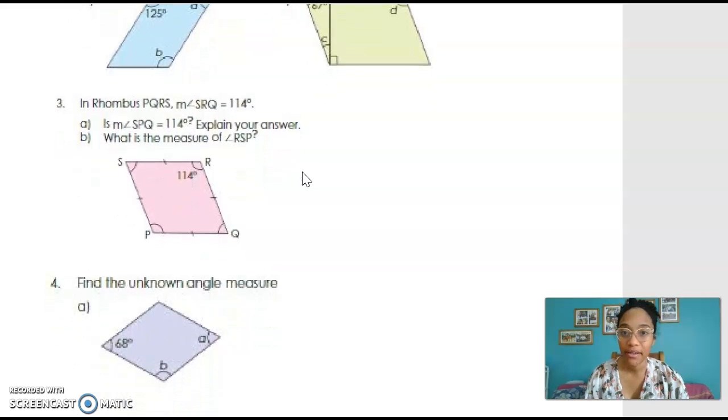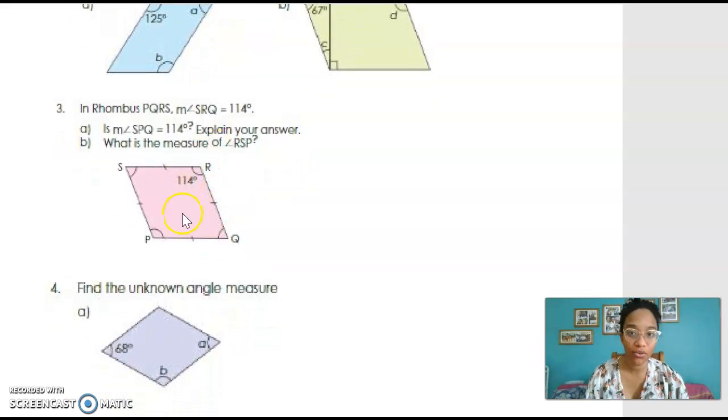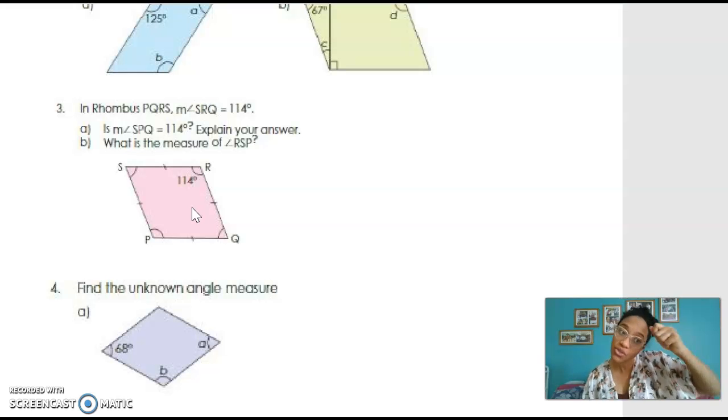In number 3, you are given one angle, and you need to decide if SPQ is also 114 degrees, and explain your answer. In that case, you want to tell me which theorem you used. So write a little sentence next to that. It's not just yes or no, it's yes because or no because. What is the measure of RSP? Now, once again, you're going to actually do the work and solve and find out that answer.